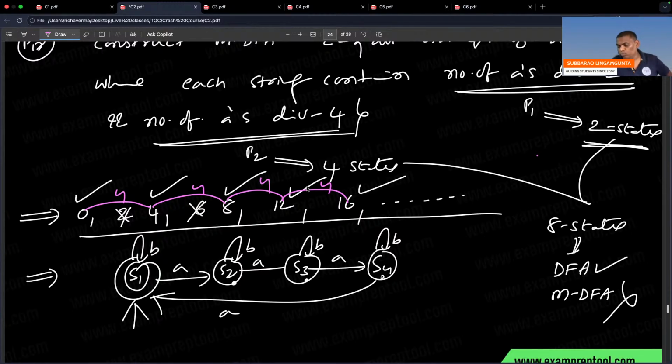It means there is a loop with 4: 1, 2, 3, 4. That's the meaning. The common difference is 4. That is the reason. It's called an AP series. Between two consecutive terms, see the difference. This is called arithmetic progression. For any series, if you can create a finite automaton, it means an AP series is possible.